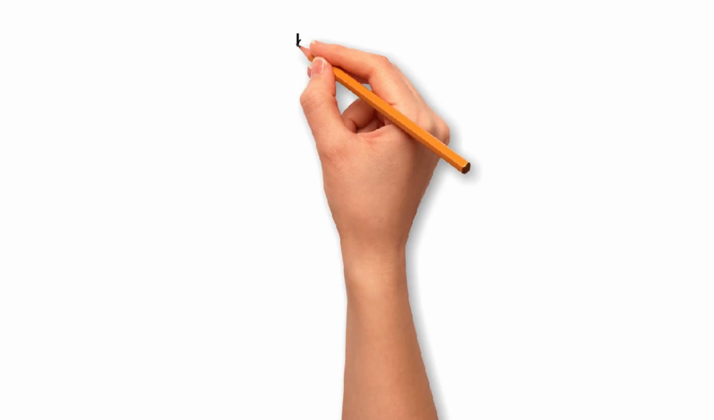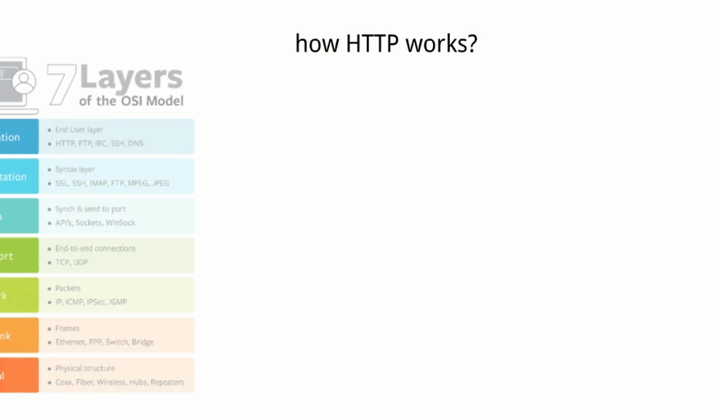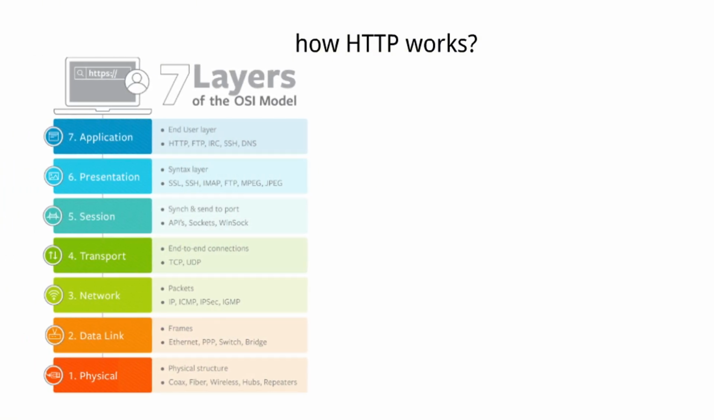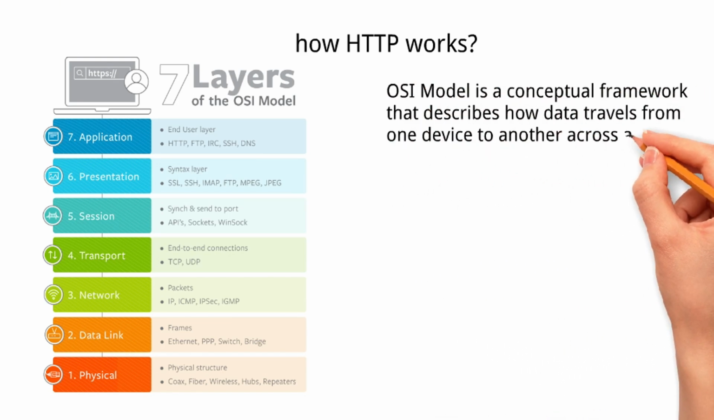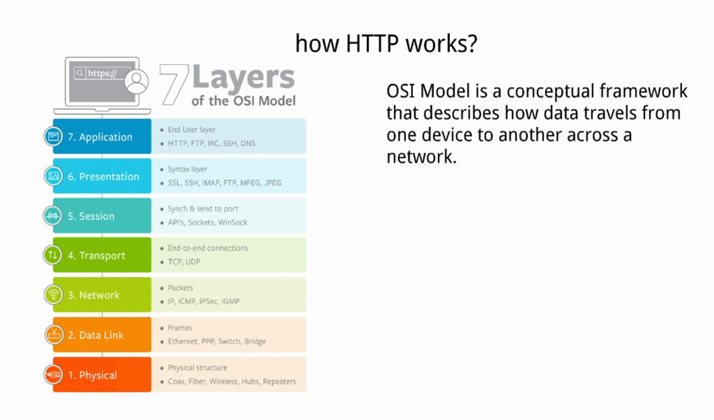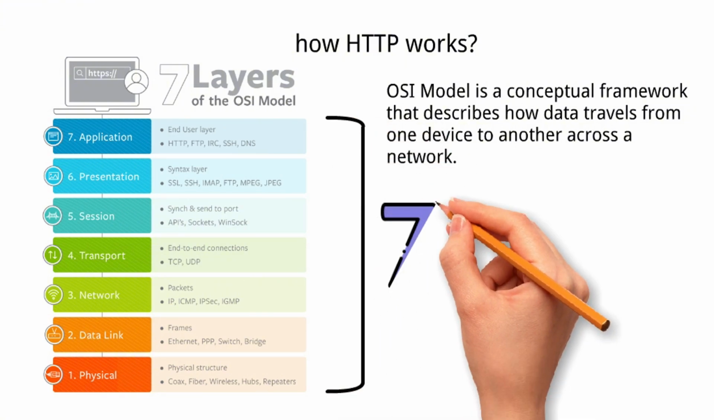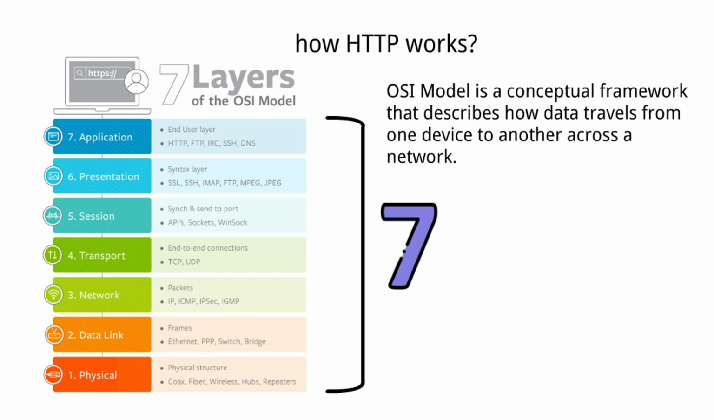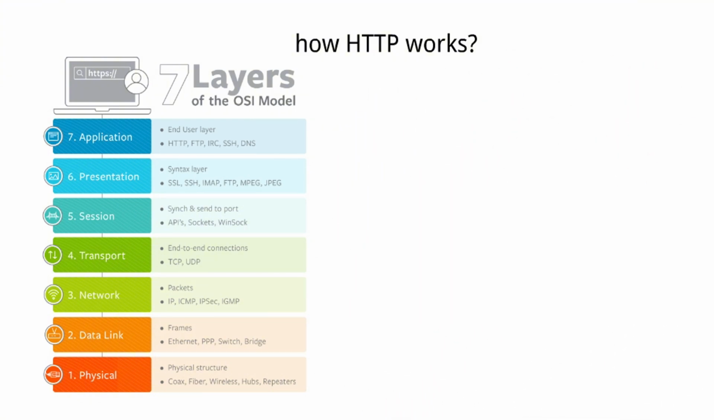To really understand how HTTP works, we need to zoom out and look at the OSI model, which stands for Open Systems Interconnection Model. The OSI model is a conceptual framework that describes how data travels from one device to another across a network. It breaks this process into 7 layers, each with a specific function. Think of it as a step-by-step assembly line, where each layer handles a specific task before passing the data to the next layer. Here's a quick breakdown of the 7 layers of the OSI model.